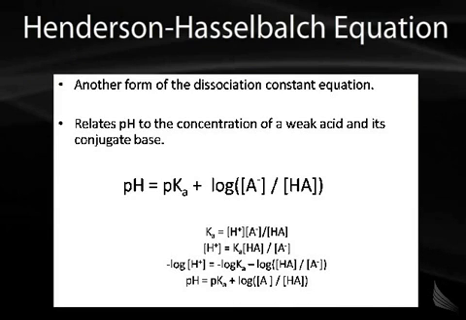Before we move forward into acid-base physiology, we should review the Henderson-Hasselbalch equation. This is another form of the dissociation constant equation, and it relates the pH to the concentration of a weak acid and its conjugate base. It is derived down below, but the important thing to remember is that the pH is equal to the pKa plus the log of the concentration of the anion over the weak acid. This equation allows one to predict the change in pH as bicarbonate or the weak acid concentration changes.